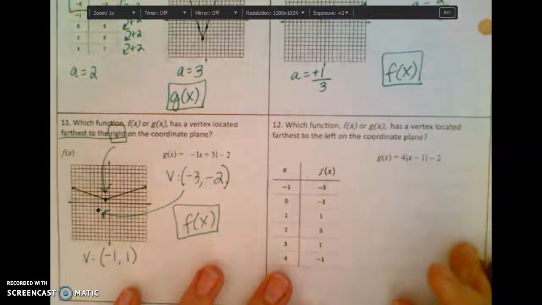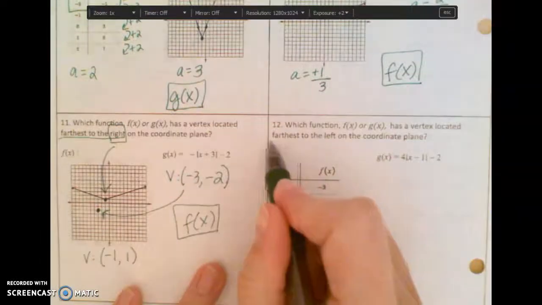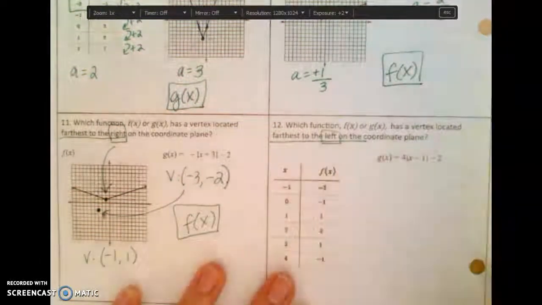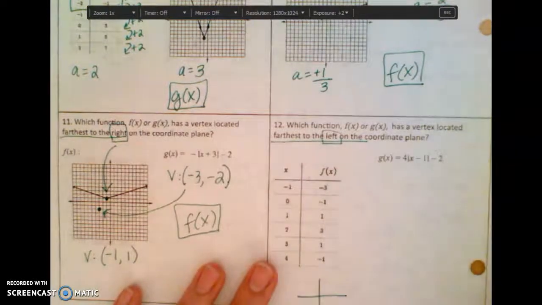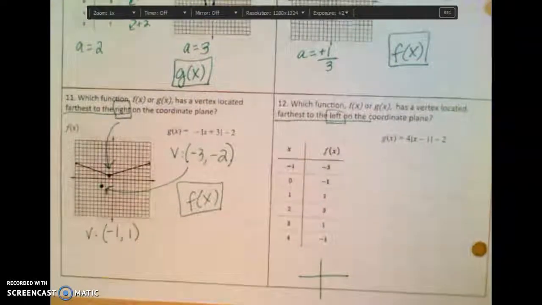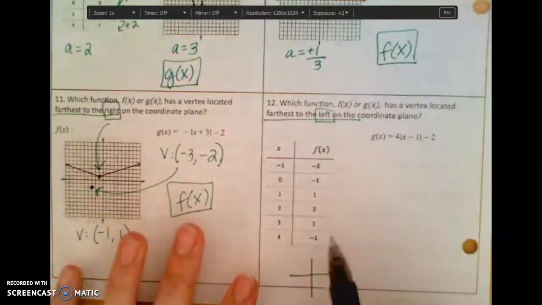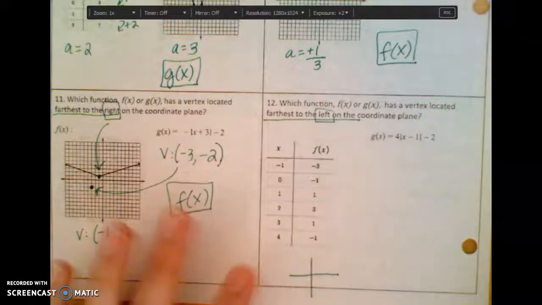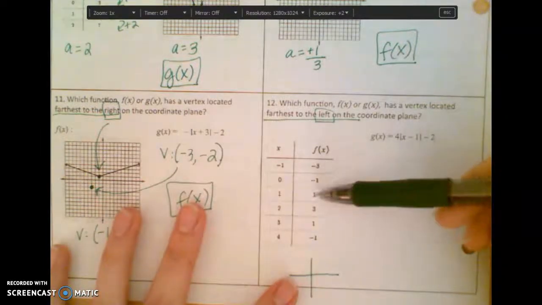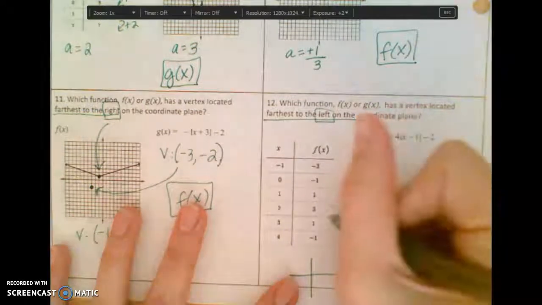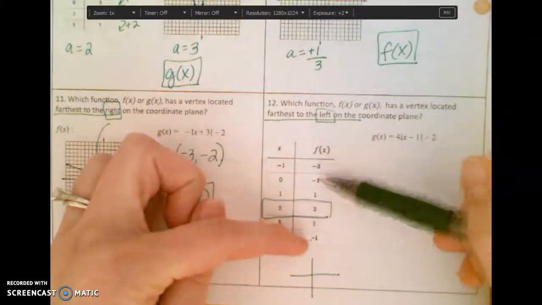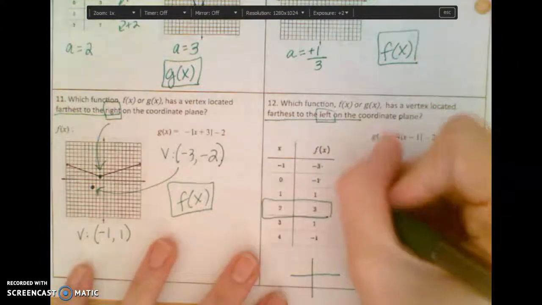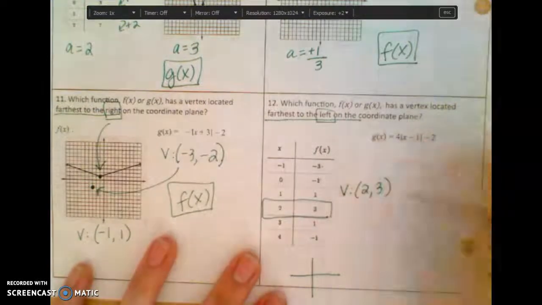Last one. Which function has a vertex located farthest to the left on the coordinate plane? This time we're actually not given a coordinate plane, so we'll just do our best. I'm going to draw one down here, and we'll just do our best to visualize it. Okay, we need our vertex from the table, so we're looking for mirroring numbers. I see -3, -1, 1, 3, 1, -1. So that is my vertex, because around 3 I've got mirroring 1s, and then -1, and then -3. So my vertex of f of x is 2, 3.